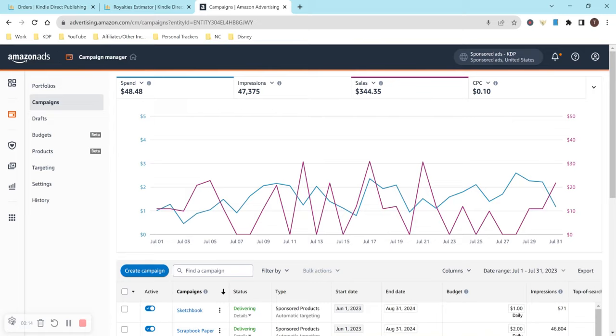I started these campaigns on June 1st, 2023. I did shut off the sketchbook one for a day or two or something like that. But the scrapbook paper one, I don't think I've shut off at all. And this is my first time running ads for more than a week or two at a time and actually trying to be consistent with them. So I spent $48.48, and this ad is being run under Amazon.com, and this is the only ads I have running so far for my KDP account.